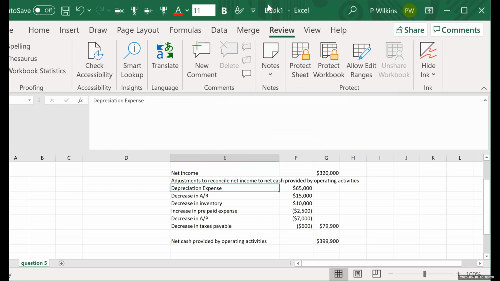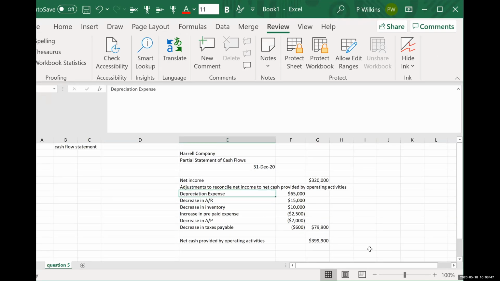All right, so that's a good screenshot of what that page should look like. All right, so that's question 5, or cash flow statement, operating activities, indirect method. Okay, I'm going to stop this recording.